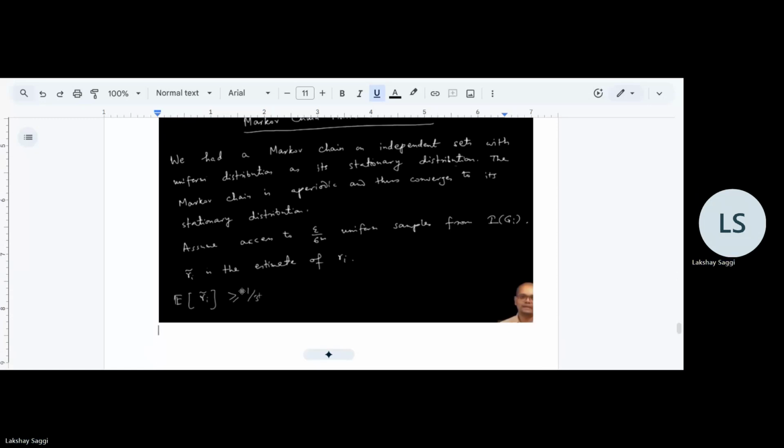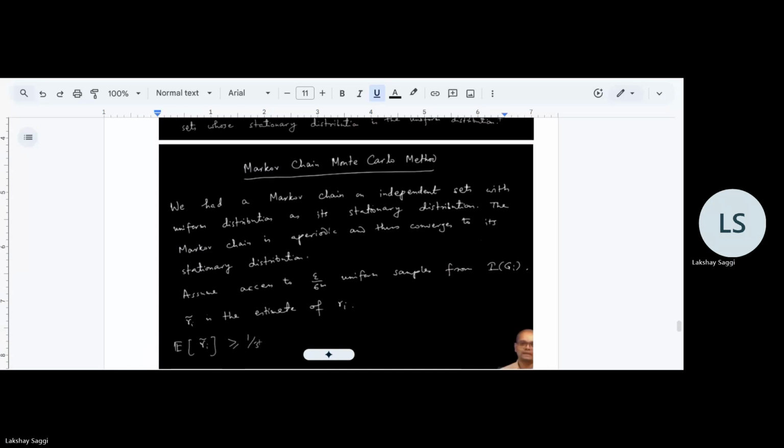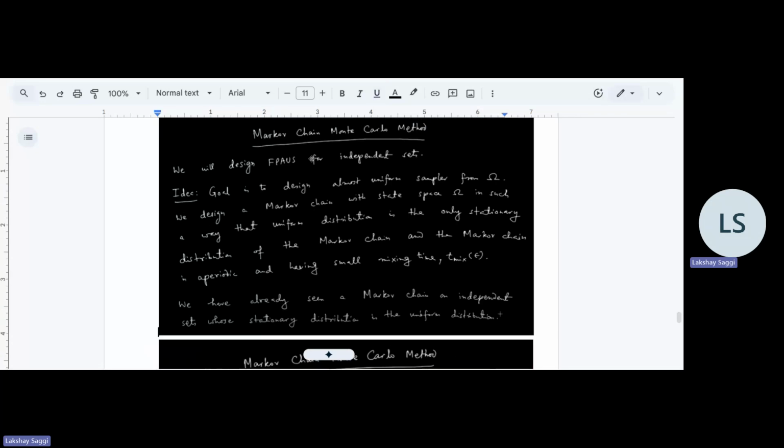And yeah, I don't think there is. Yeah, so again, this is just a repetition of what I just said. So we had a Markov chain with uniform stationary distribution, and if we had some uniformly random sample, some epsilon by 6 to the uniform sample from this set, then one can actually generate. So this is just a continuation of what I was saying here.